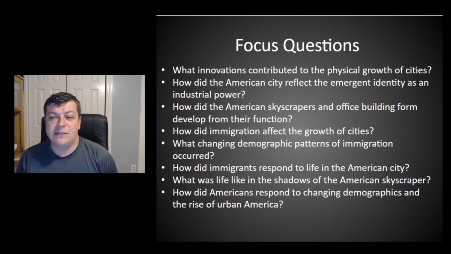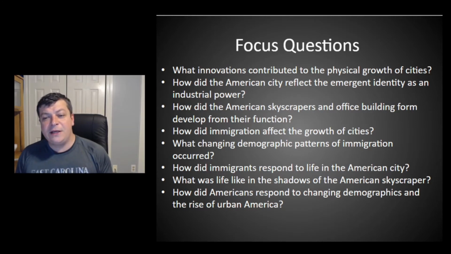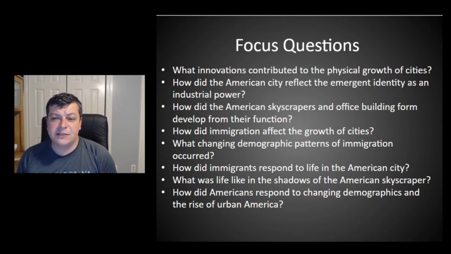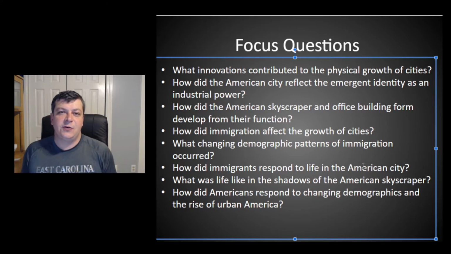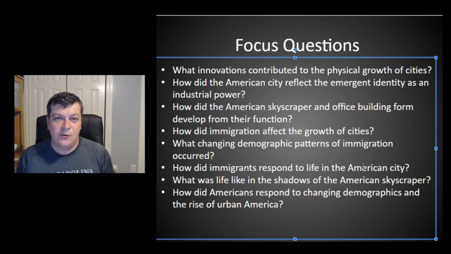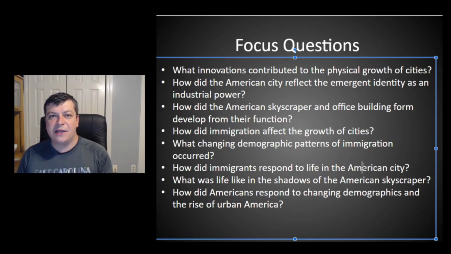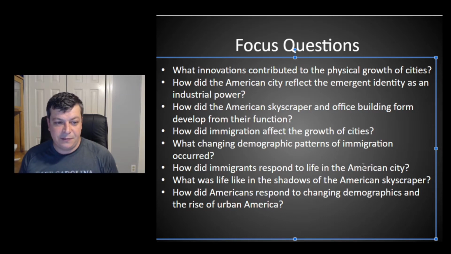As we're looking at urbanization, I want us to think of three questions. What innovations contributed to the physical growth of cities? How did the American city reflect the emergent identity as an industrial power? And how did the American skyscraper and office buildings develop from their function? This is an intriguing question that you probably won't be able to just Google, but we're going to be talking about Louis Sullivan's influence in architecture in this age and some of those principles, and how they characterize the American city.